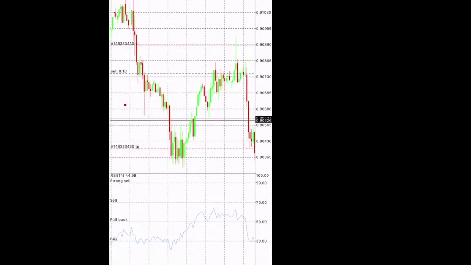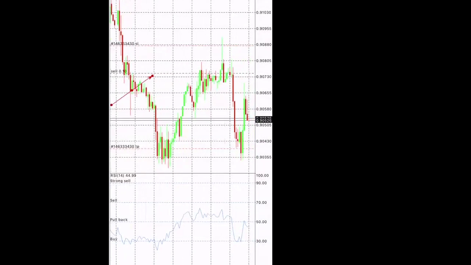If you look at my screen, it says sell. You guys see where it says sell, right? It says sell 0.10. So I sold the market for $1 at this dotted line. At this dotted line, I sold the market for $1, right? This is where I entered the trade.